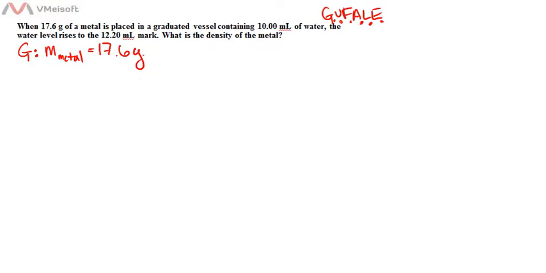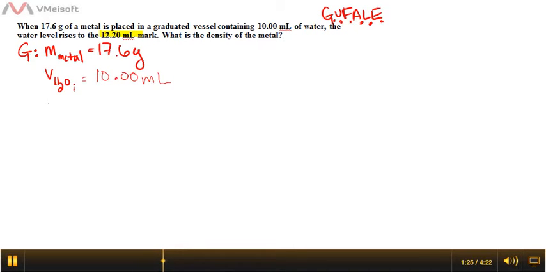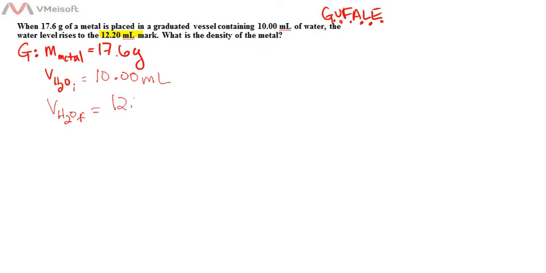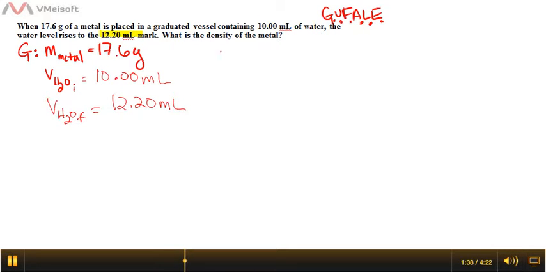Now, you may notice that there is a different volume of water in there too. So, volume of water, let's put initial for I. Let's make sure that we carry all the sig figs that we need. Whoops, I was wrong because I wasn't looking properly. It contains initially 10.00 milliliters of water. The volume of water finally is 12.20 milliliters. So what is the density of the metal? That represents our unknown.